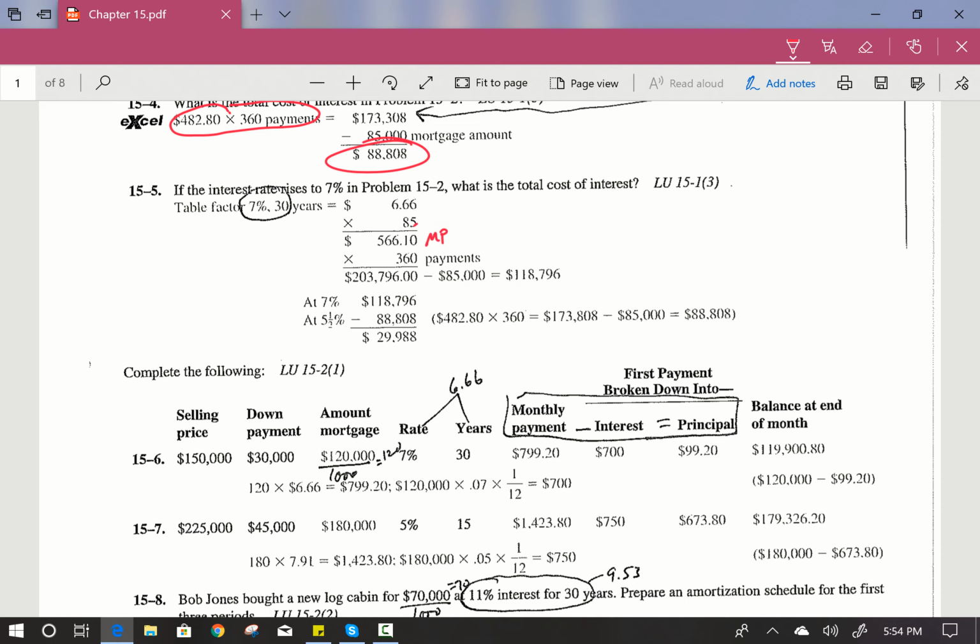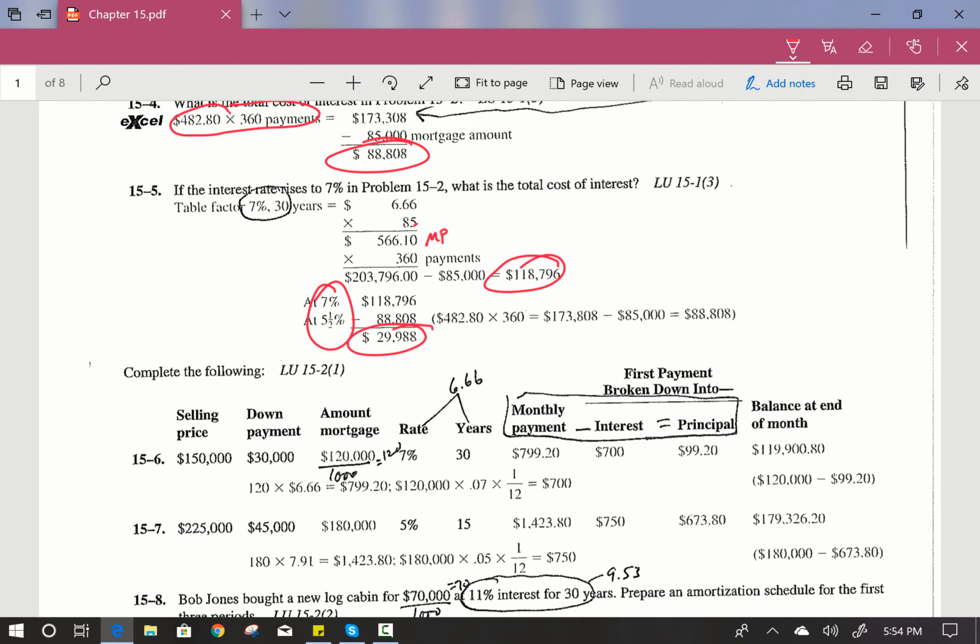360 payments. That's going to give us a total of all of our monthly payments of $203,796. We'll subtract out the amount of the mortgage of $85,000, so the interest is $118,796.